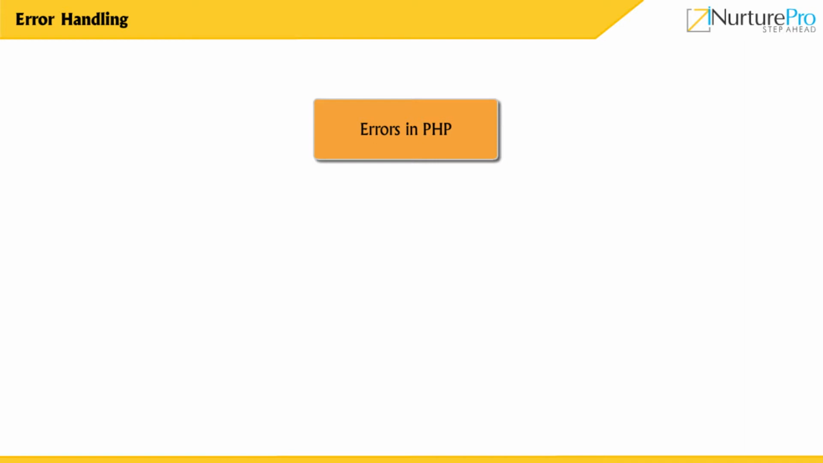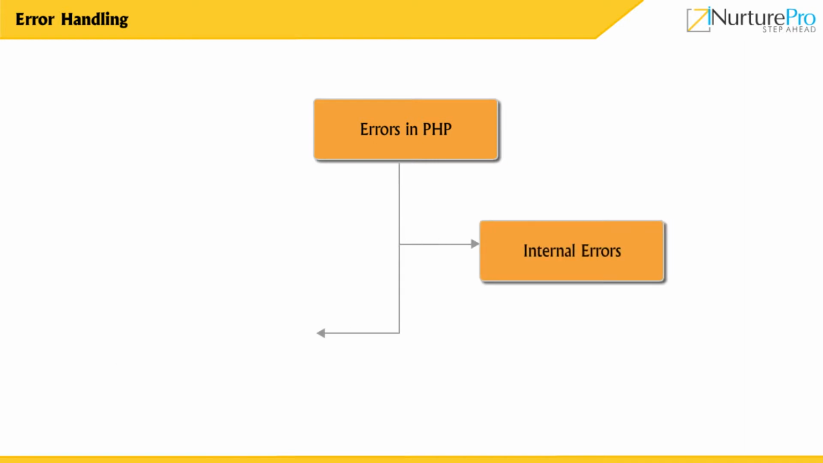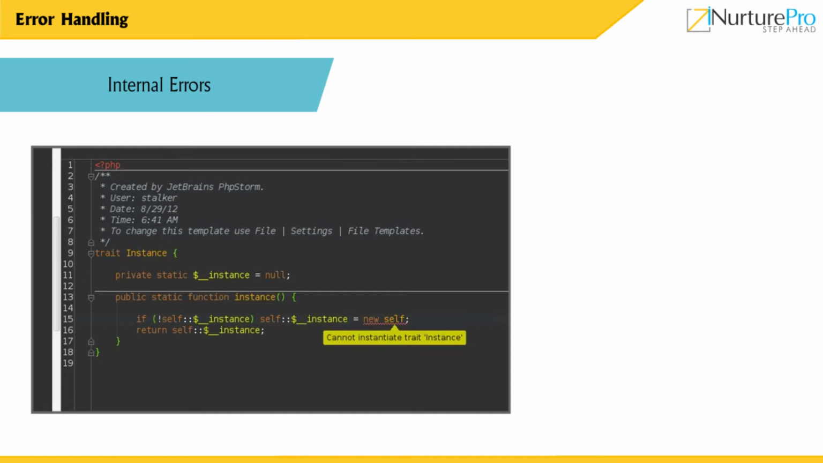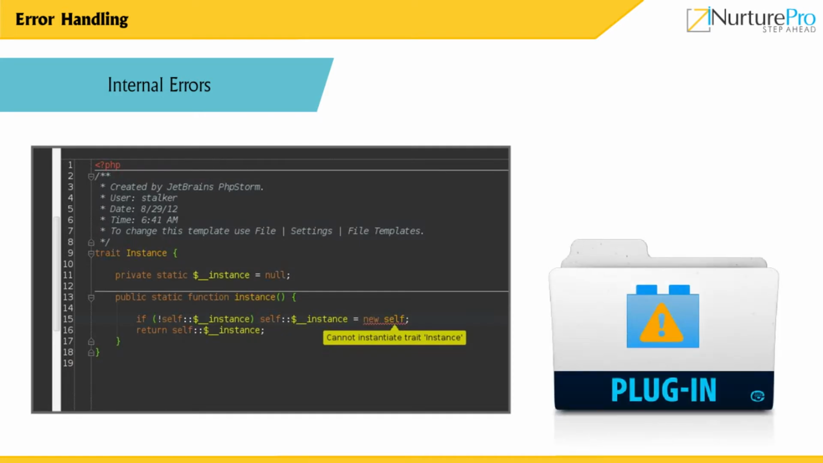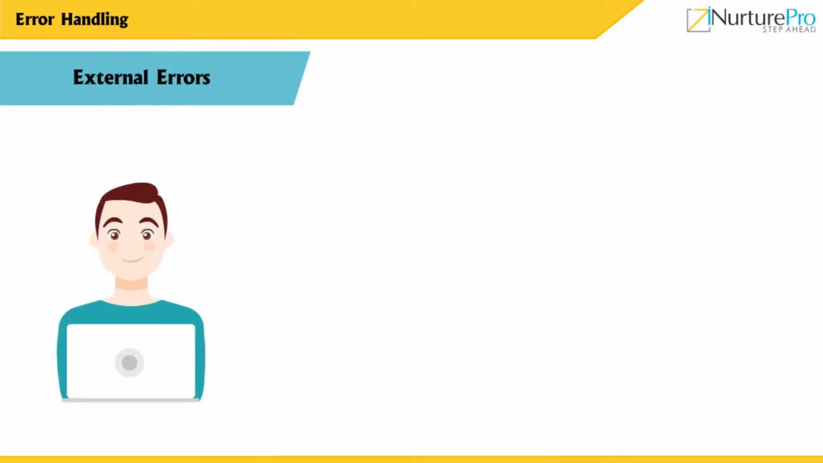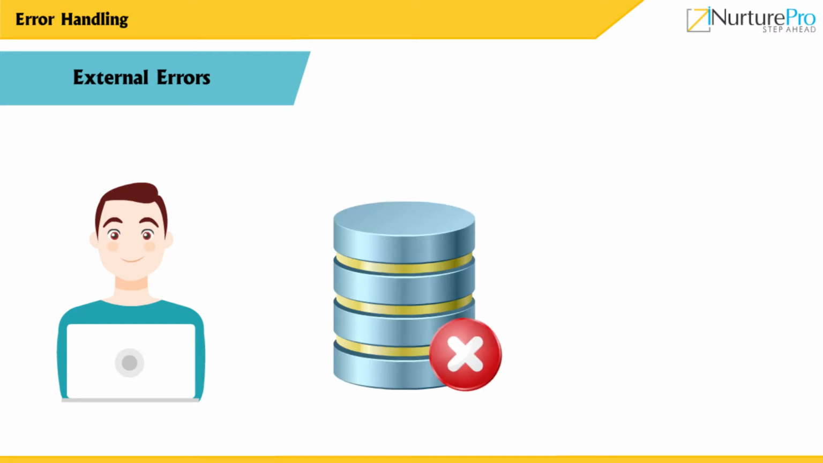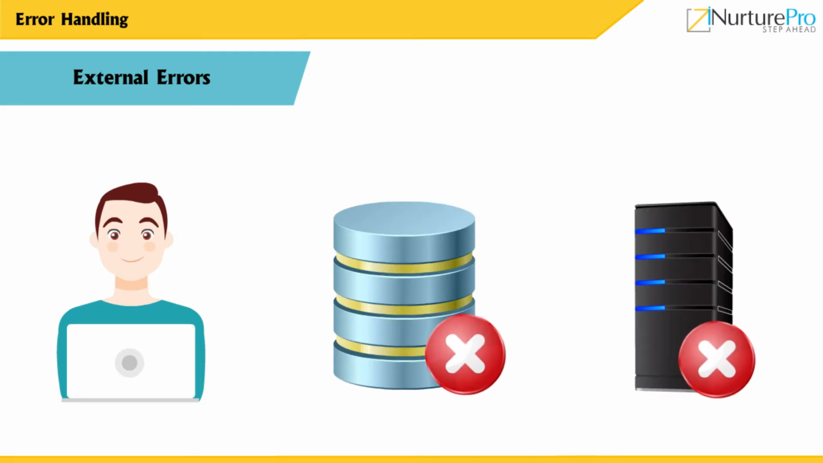In PHP, errors are classified into two types: internal errors and external errors. Internal errors are considered as the logical errors in a code or errors in software plugins. External errors are caused during the interaction between the user and application, such as errors in database access and server errors.